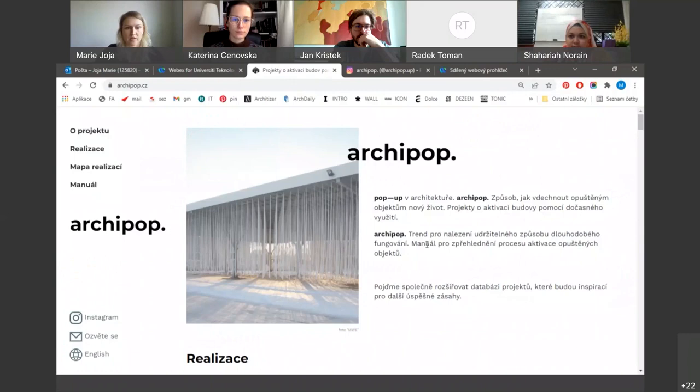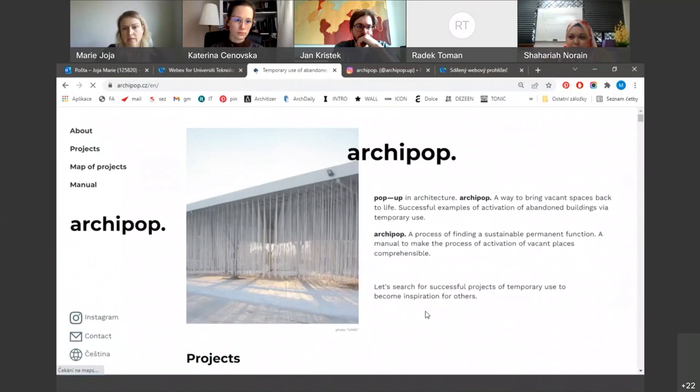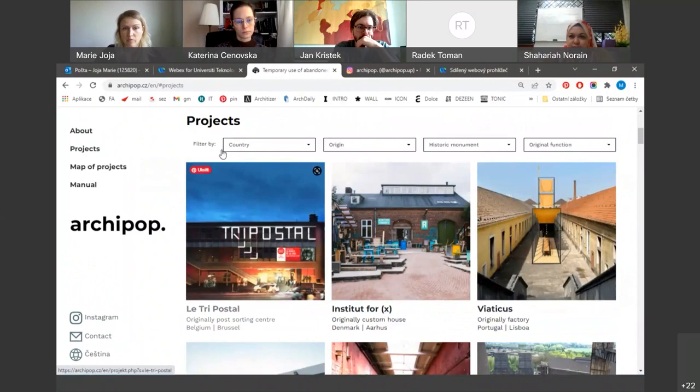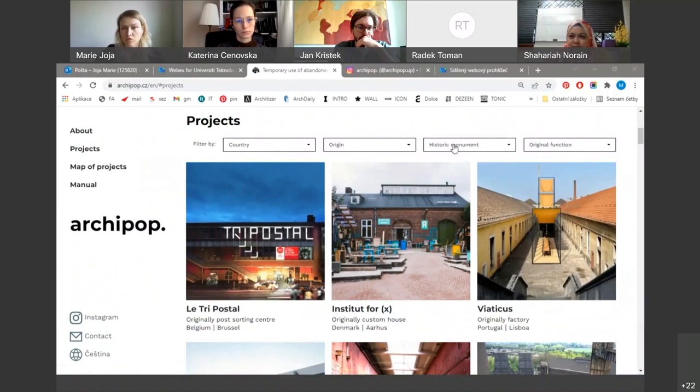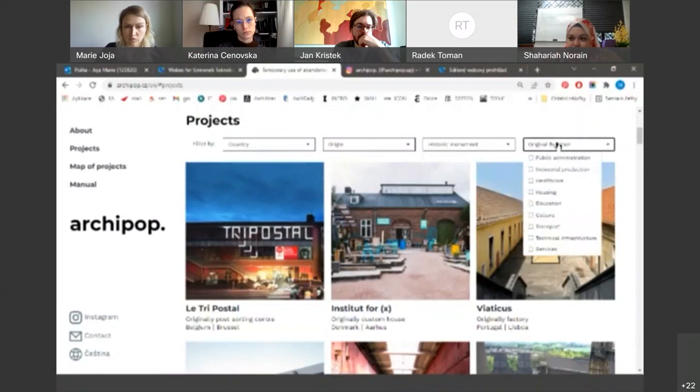Okay, so now you can see there is also the English translation available. And the database is really just briefly divided into 4 parts. There is a brief introduction to what is the pop-up and how the Archipop works. We have there the projects, which can be filtered by the country, origin, and you can also find if it's a cultural heritage and what was the original function of the property.